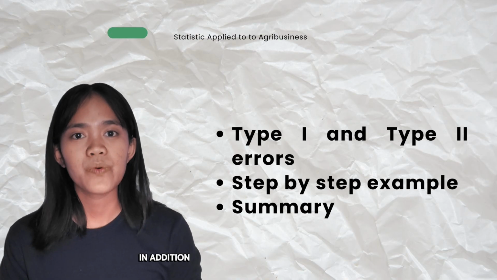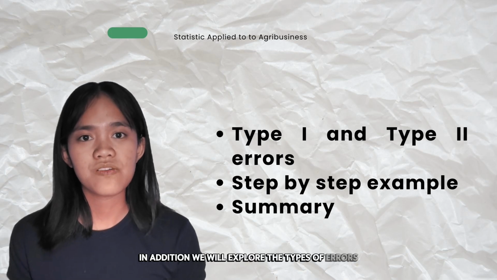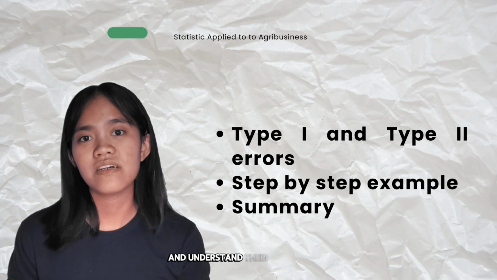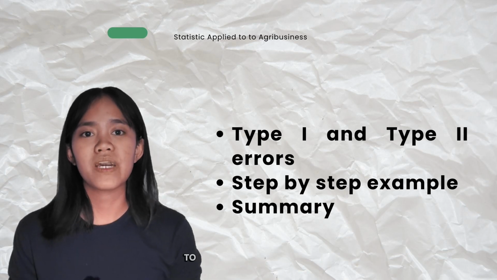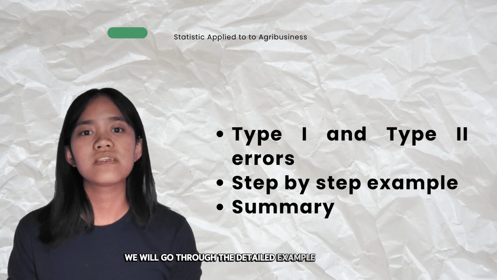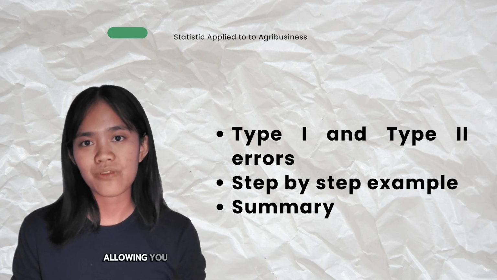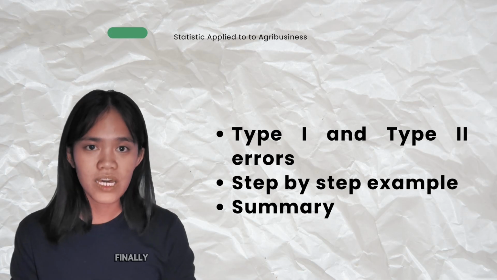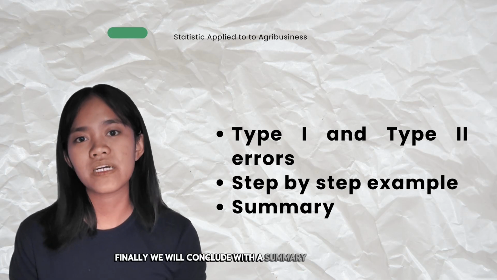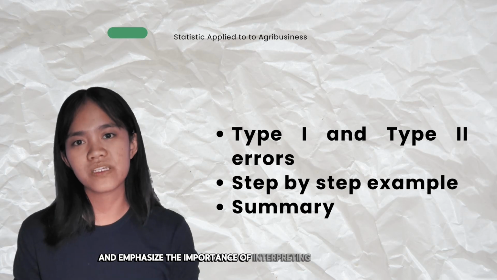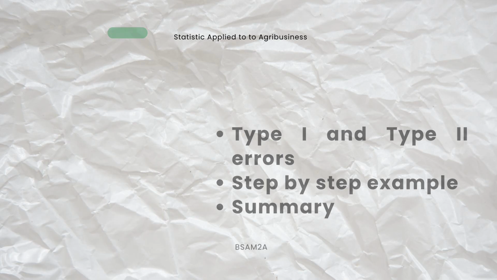In addition, we will explore the types of errors that can occur in hypothesis testing and understand their implications. To make everything clearer, we will go through a detailed example step by step, allowing you to see how the entire process works in practice. Finally, we will conclude with a summary of the key ideas and emphasize the importance of interpreting results correctly.